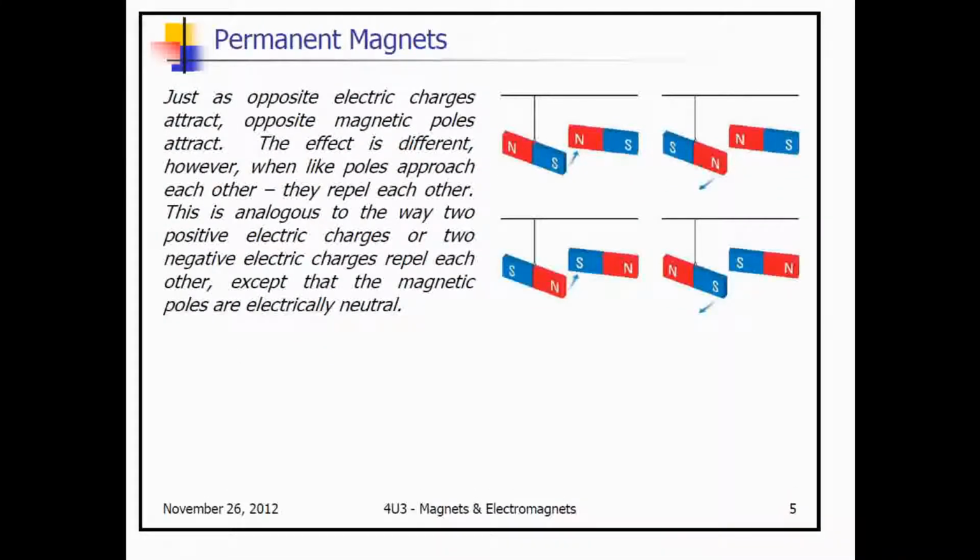And we know that opposites attract and like poles repel. Just like with electric charges, opposites attract, positives attract negatives, and like charges repel. And that's the same with magnets. So we have these bar magnets here. The south attracts the north in the first image. The north repels the north. The north attracts the south in the third image, and in the last image, the south repels the south.